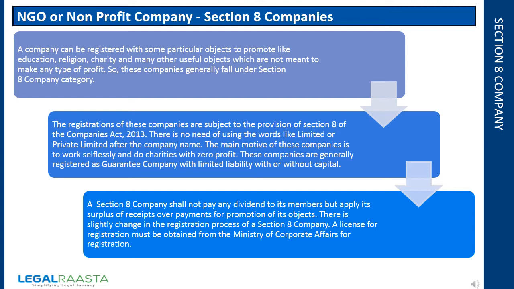What is NGO or non-profit company? Section 8 companies. A company can be registered with some particular objects to promote, like education, religion, charity and many other useful objects which are not meant to make any type of profit. So, these companies generally fall under Section 8 company category. The registrations of these companies are subject to the provision of Section 8 of the Companies Act, 2013. There is no need of using the words like limited or private limited after the company name. The main motive of these companies is to work selflessly and do charities with zero profit.